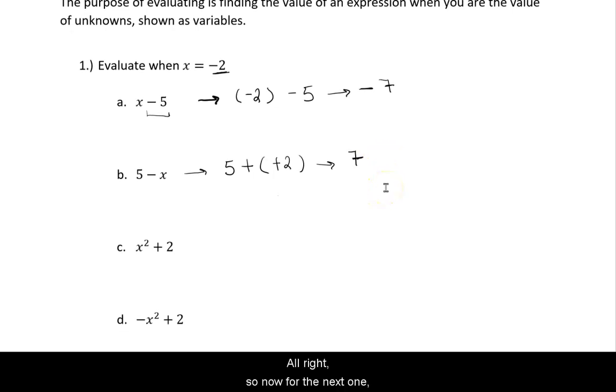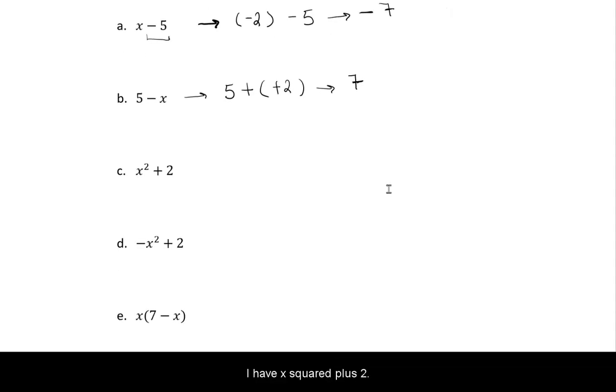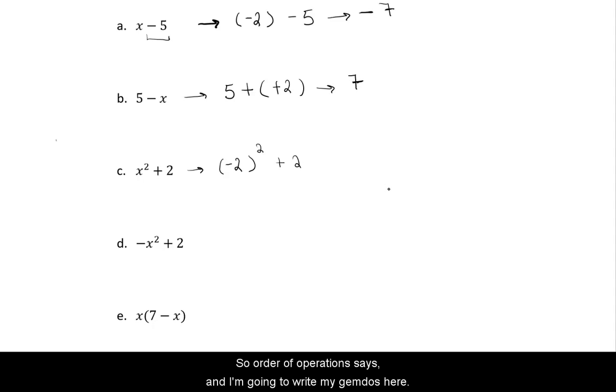All right, so now for the next one, I have x squared plus 2. So again, I take out my variable and I replace it with a parenthesis. And it's an x squared, so now I need parentheses squared plus 2. All right, now I put my -2 into the parentheses, and then I simplify. So here I need to follow order of operations, right? So order of operations says, and I'm going to write my PEMDAS here. I always recommend whenever you're simplifying or solving, write PEMDAS down and then use it as a map.